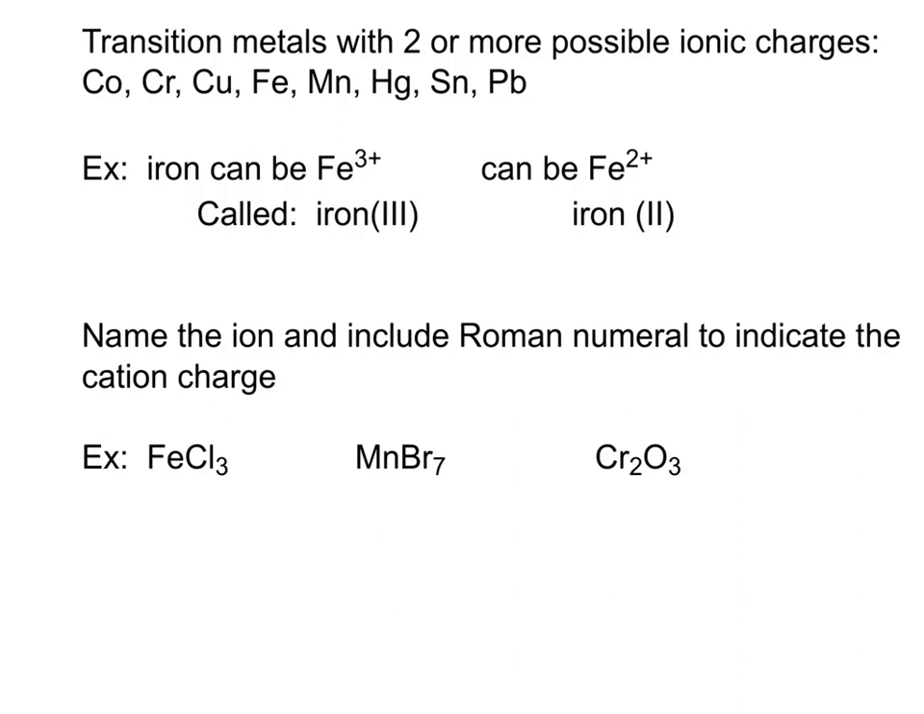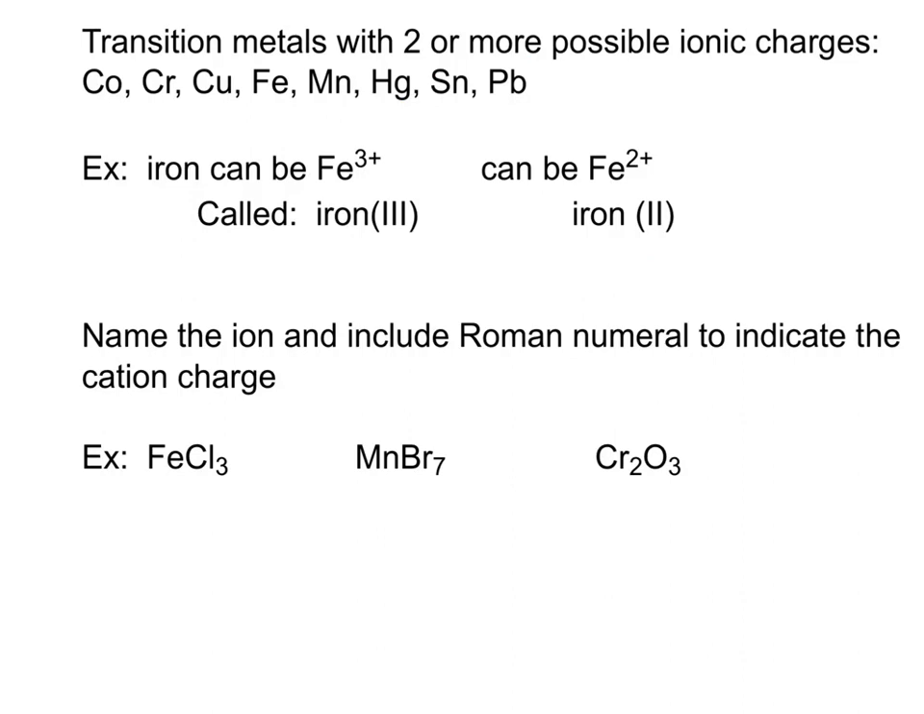So for example, iron can be Fe3+, called iron 3, and it could also be Fe2+, called iron 2. So really the only difference is when you name the compound, you just need to insert that Roman numeral after the name to recognize which form of iron it is. Because if we just said iron oxide, we don't know whether we're talking about the iron with the +2 charge or the iron with the +3 charge. So you've got to specify in the name, and then you're telling someone which charge it has. Okay, so we have some example problems.